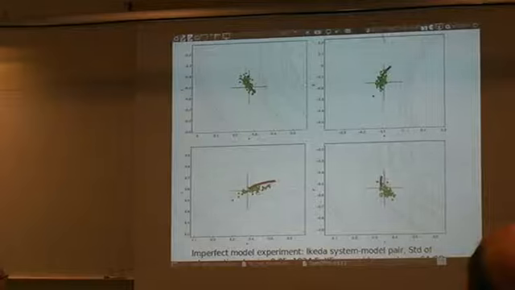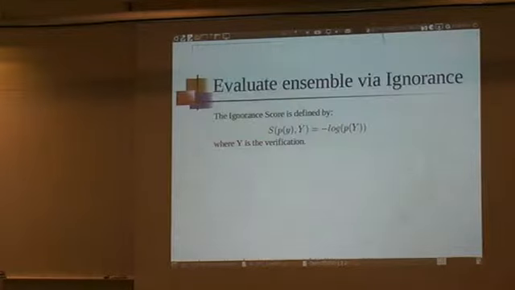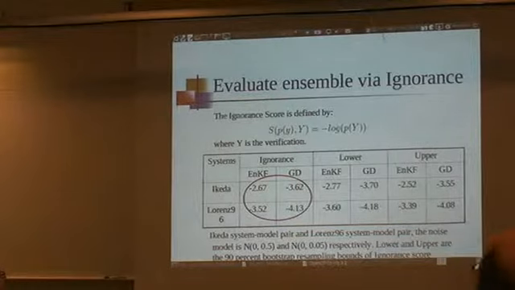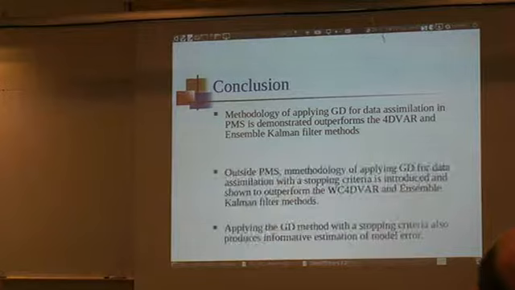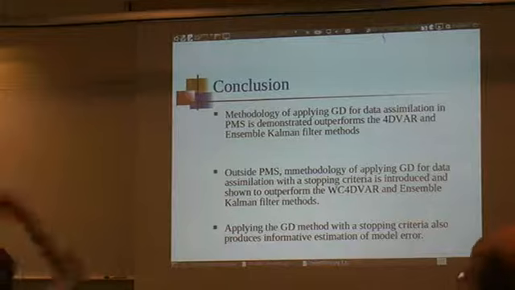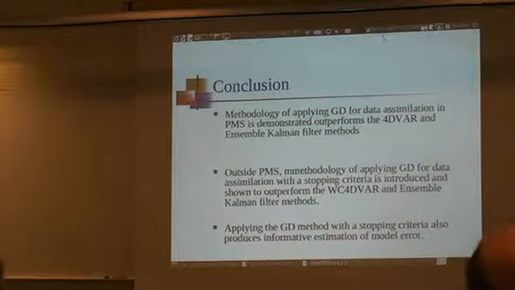And this ensemble uses inflation. We can see for these examples, even if you inflate even more, it wouldn't cover the truth because it's lying on the other manifold. The line is there while the truth is here, so inflating won't help. Also, we use the ignorance score to evaluate. We can see that our results, the gradient descent method, outperform the ensemble Kalman filter by a bit. So, yeah, that's the end of my talk. Thanks. Any questions?